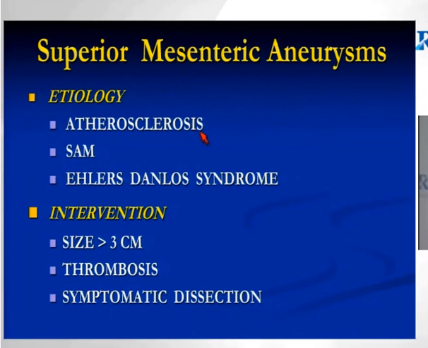Etiology, as with the celiac aneurysms, involves the same types of disease processes. Intervention is recommended when these aneurysms are greater than 3 centimeters, if they become thrombosed, or if they result in a symptomatic dissection.